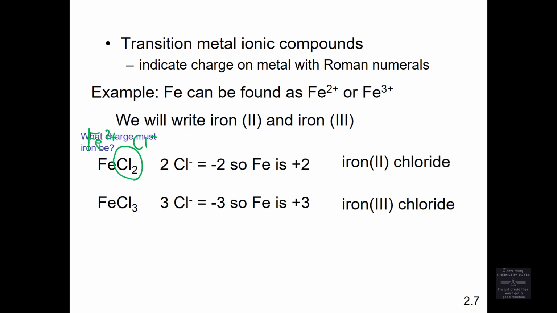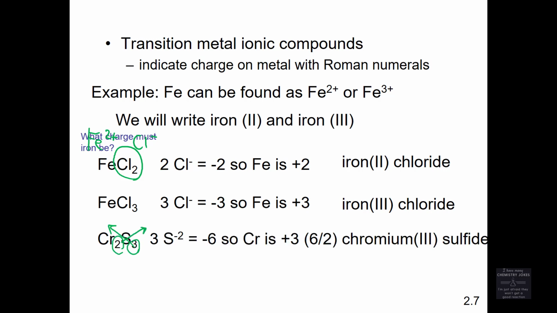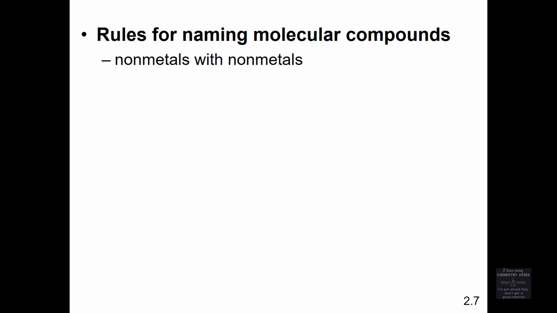Same but different. This is iron(III) chloride. Pulling those charges back up, this is chromium(III) sulfide. There's actual math there of how that works. Ionic compounds: if they're not transition metals, it is super simple, super straightforward. If it includes a transition metal, you've got to include Roman numerals.